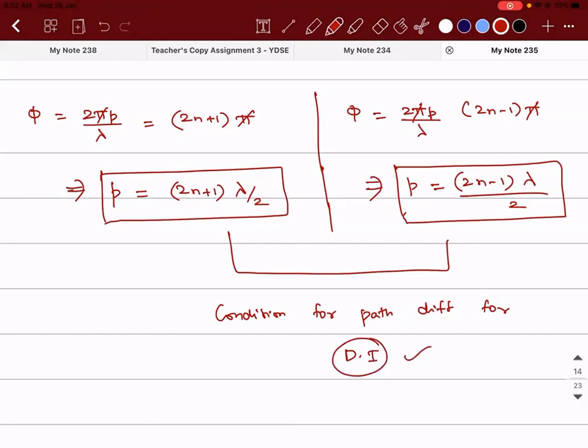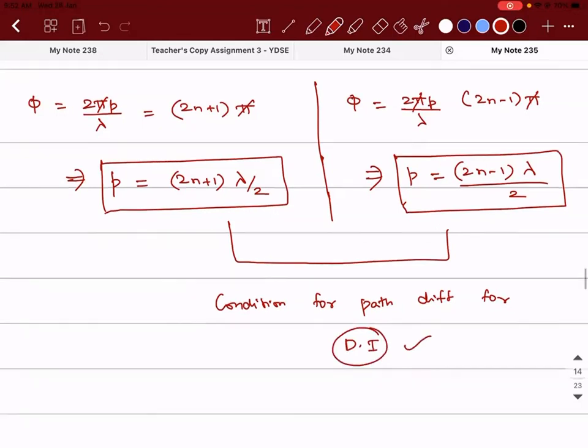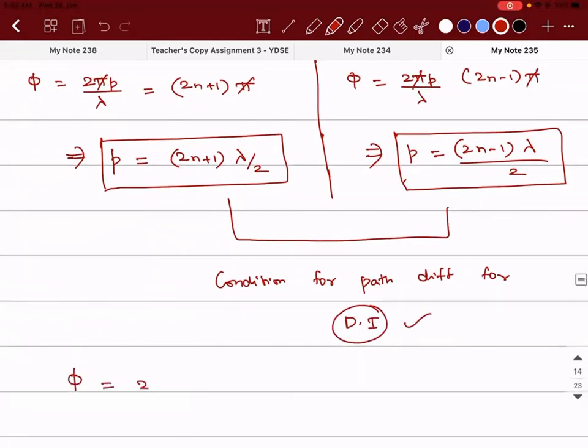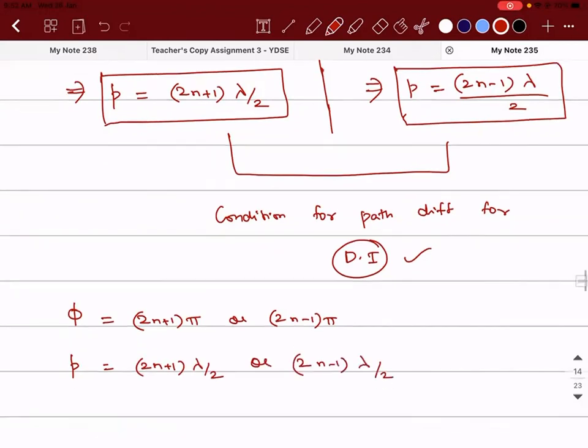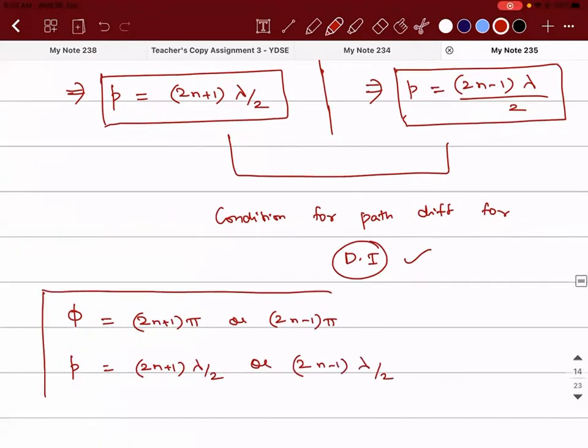For destructive interference to take place, again there are two conditions. What are they? Phi should be equal to 2n plus 1 into pi or 2n minus 1 into pi, and path difference should be equal to 2n plus 1 into lambda divided by 2 or 2n minus 1 into lambda divided by 2. So these are the conditions for destructive interference.